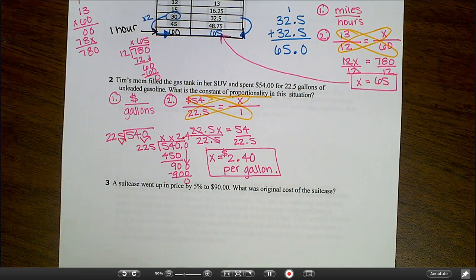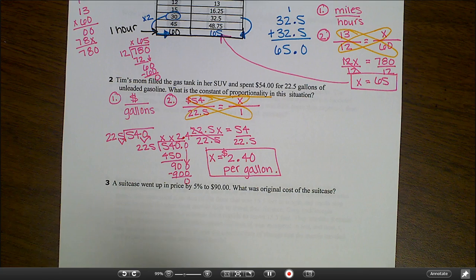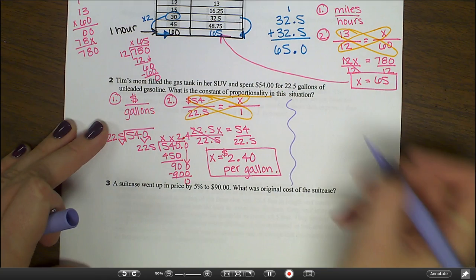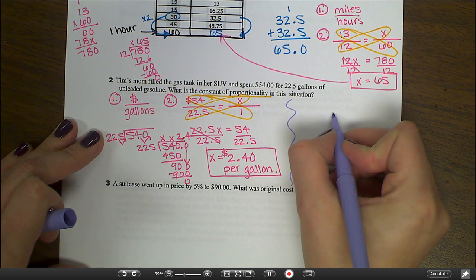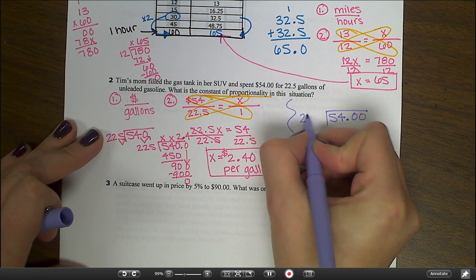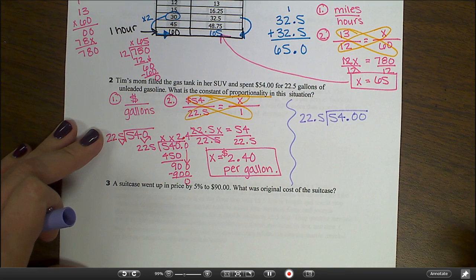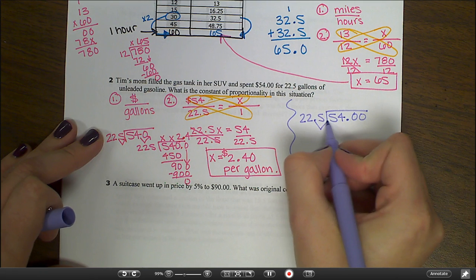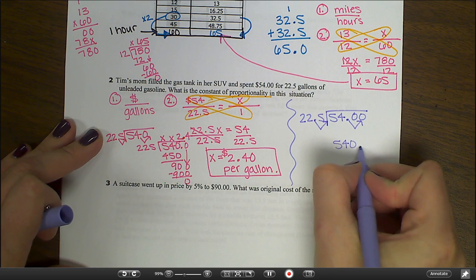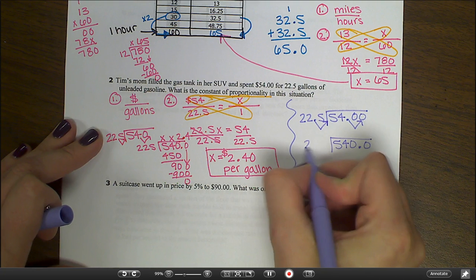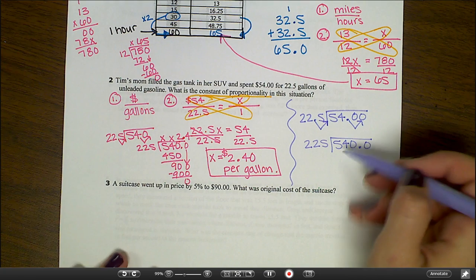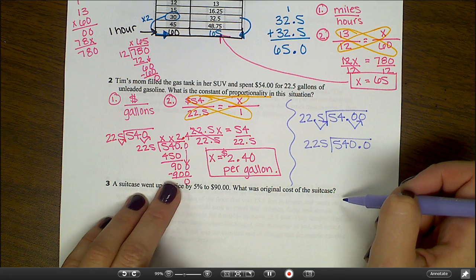The other way that you could have done this, instead of setting up a full proportion and solving, you could have come over here and just said $54 divided by 22.5. You need to move that decimal. So we still have 540 divided by 225. So we end up in the same place. It's up to you how you'd like to do it. And then you would just solve just like we did over here.